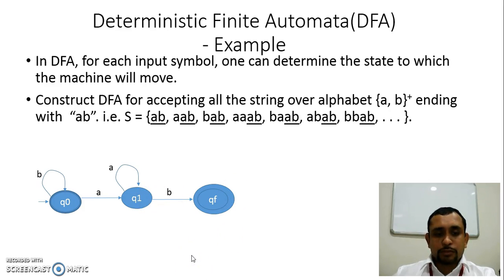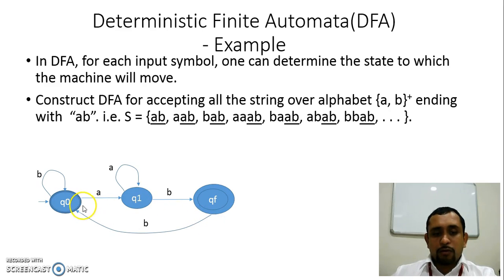What about the other options? Here we have seen for Q0, on the input of A we have shown where the machine will move, and on the input of B we have shown where the machine will move. Similarly, on Q1 we have shown for both A as well as B. What if on QF, that means after encountering A followed by B, we have either A or B? What will we do in that case? The case may be A followed by B followed by A, or A followed by B followed by B.